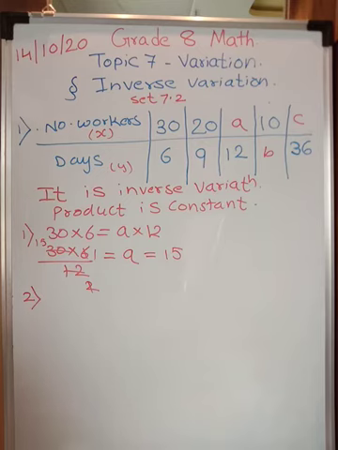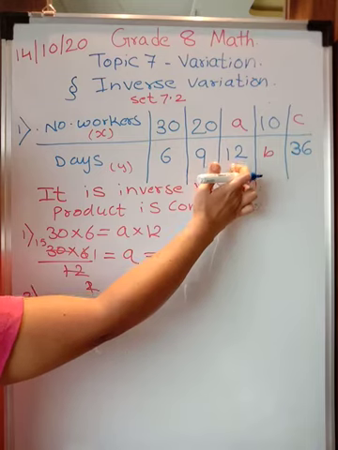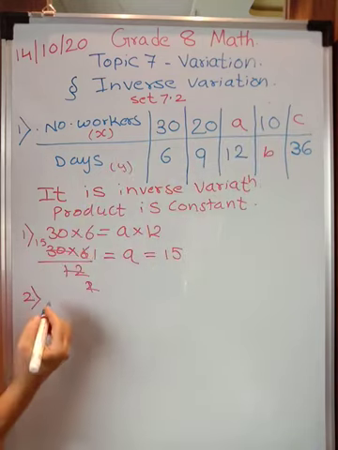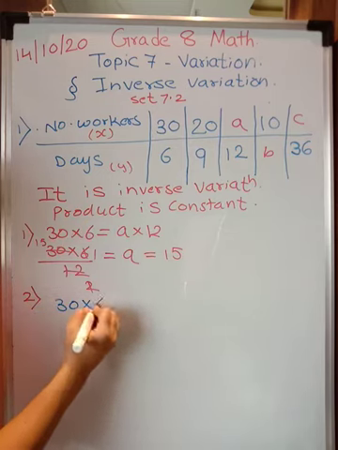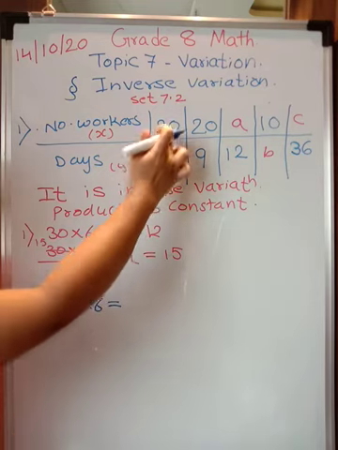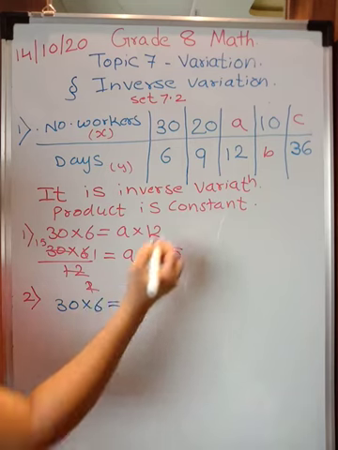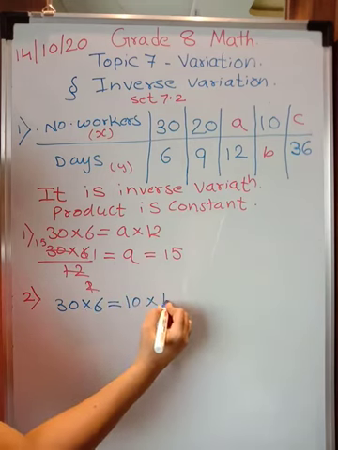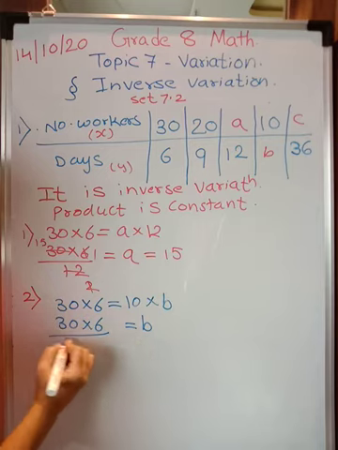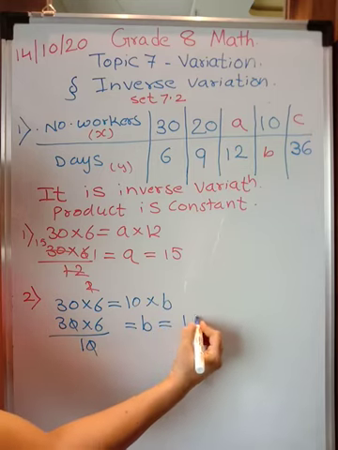Now second, you can take this variation also. A is 15, no? So 15 into 12 will be equal to 10 into B, or you can use this proportion, doesn't matter. In any two variables you can use, or numbers you can use and find out, because product of these two will be same everywhere. 30 into 6 now is equal to 10 into B. Okay, so what will be my B? B will be 30 into 6 upon 10. 0, 0 gone. So my B will be equal to 6 threes are 18.